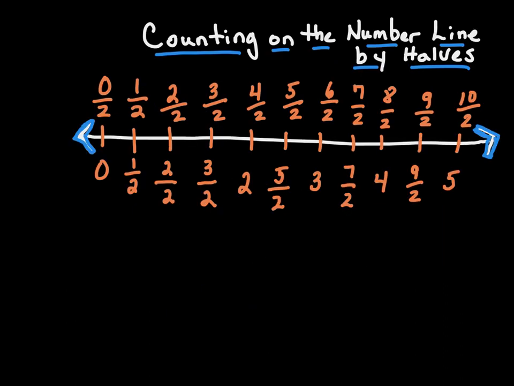Another way you could do fractions is counting on number lines, by halves, for example. If you have 0 halves, that's just saying 0. 1/2 and 1/2. 2 halves, which is really just 1. 3 halves. 4 halves is going to give you 2. And then 6 halves is going to give us 3 wholes. 8 halves is going to give us 4 wholes. 10 halves is going to give us 5 wholes.